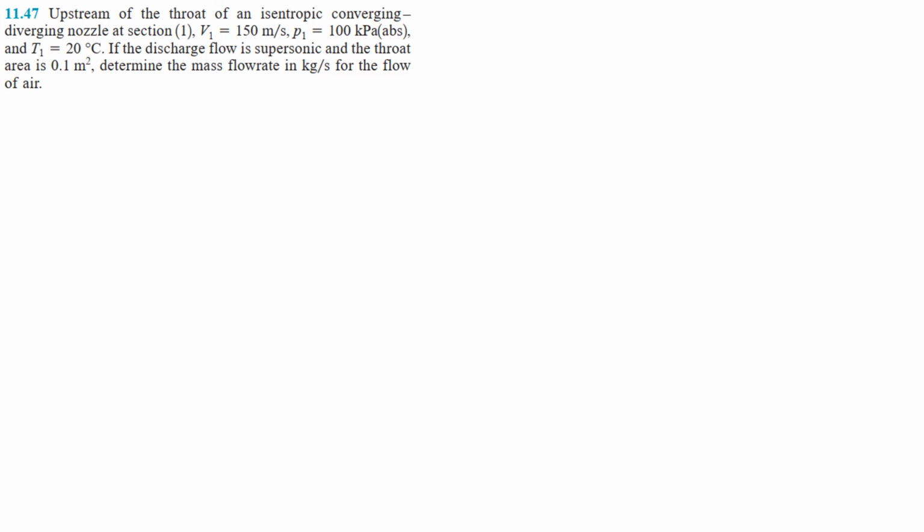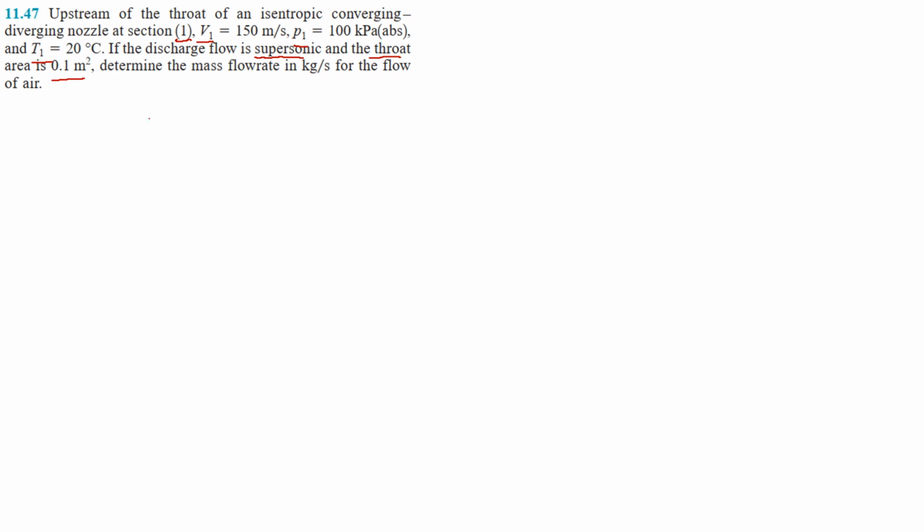So let's look at another problem, and in this problem we are given a statement in which, upstream of the throat of an isentropic converging diverging nozzle at section 1, we are given velocity, pressure and temperature. If the discharge flow is supersonic and the throat area is 0.1 meter squared, determine the mass flow rate in kilogram per second for flow of air.